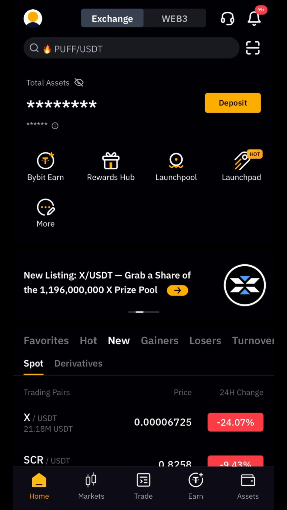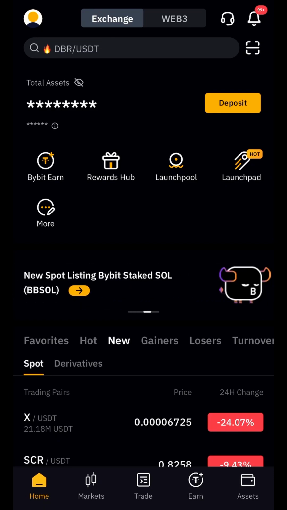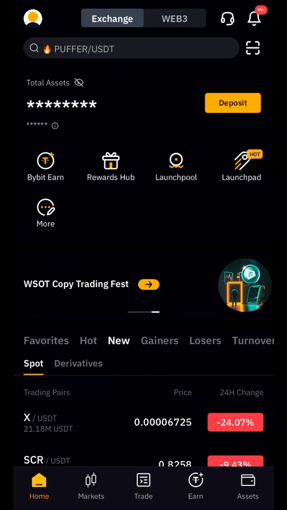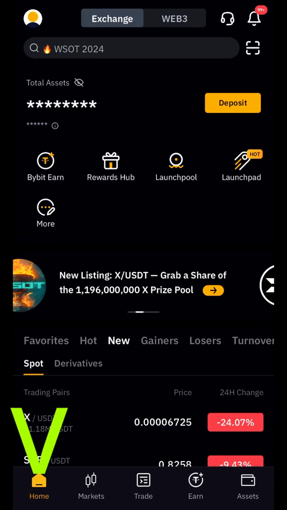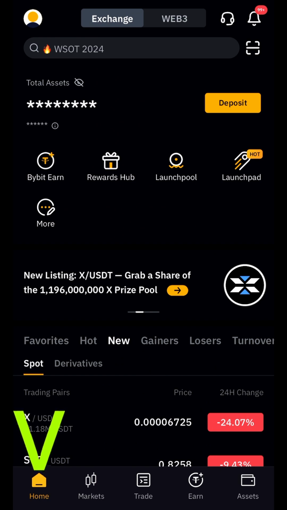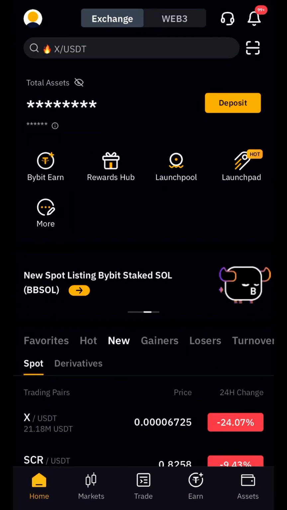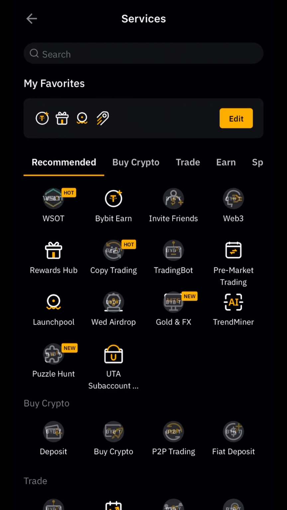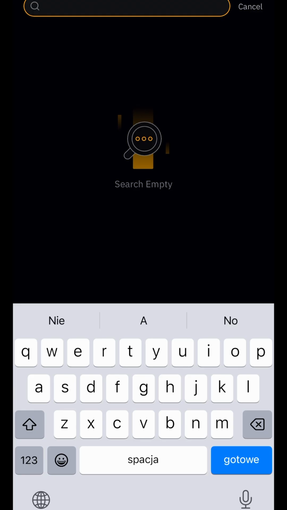Hello guys, in this video I would like to show how we can use pre-market on ByBit. So now I am on my home page in my ByBit application. Below on the left you can see the orange button home, and we need to go to More, which is in the middle. I push More.